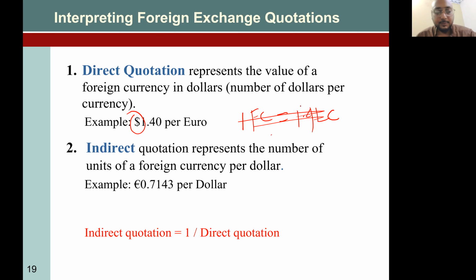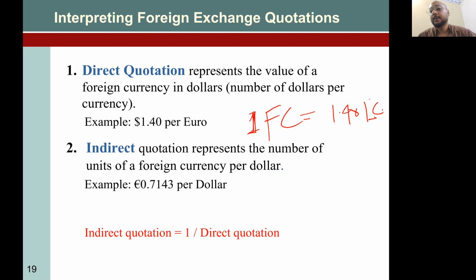Okay. See, I also made a mistake here. So direct quotation means how much foreign currency is equal to, in home currency or local currency. So you see, euros, 1 euro is equal to 1.4 dollar, right? One more thing here.